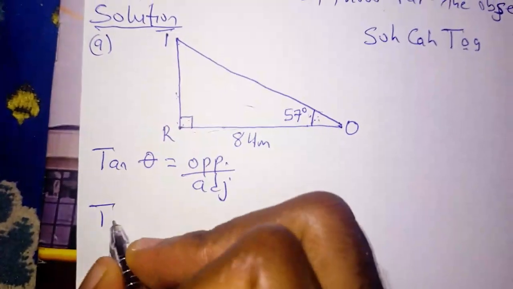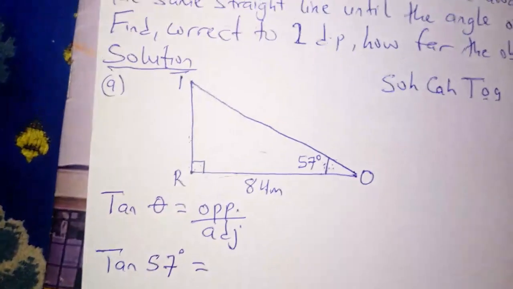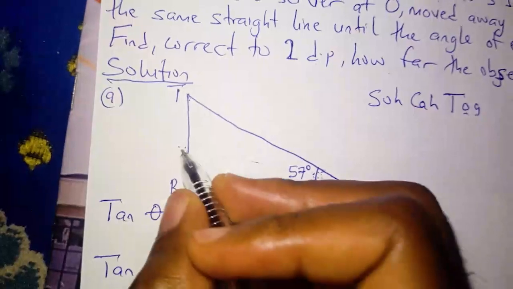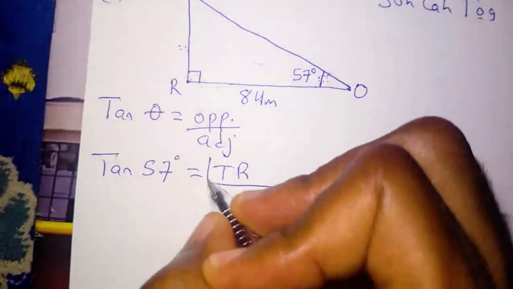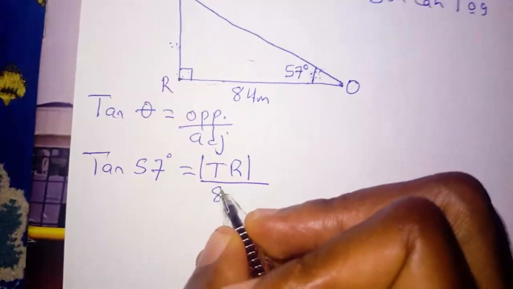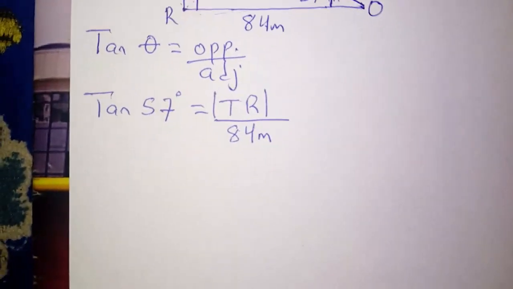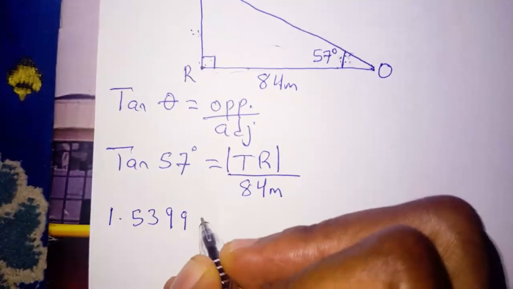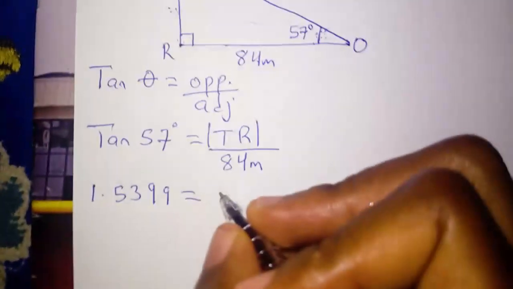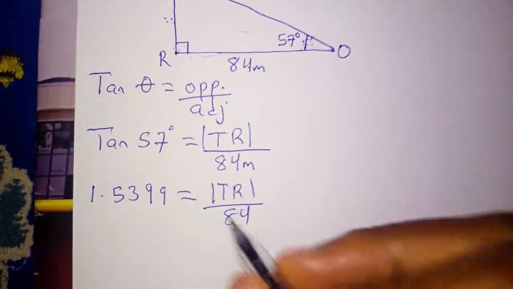So you have tan 57 degrees equals the opposite. I mentioned it earlier, that's TR, the height of the tower, over the adjacent, which is 84 meters. So using your calculator, tan 57 is going to give, I think, 1.5399 from what I have here. 1.5399 equals TR over 84. So to find TR, we just cross multiply.